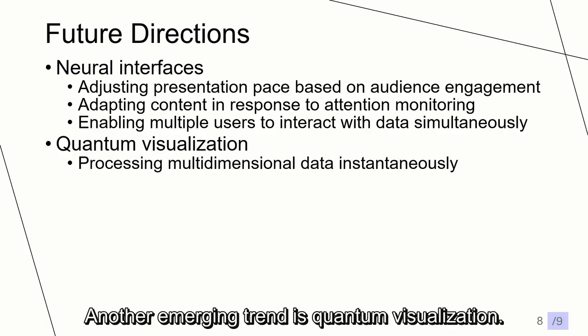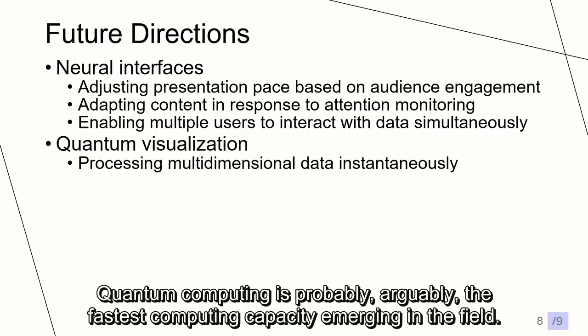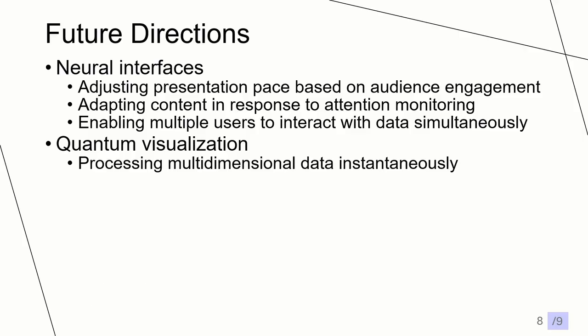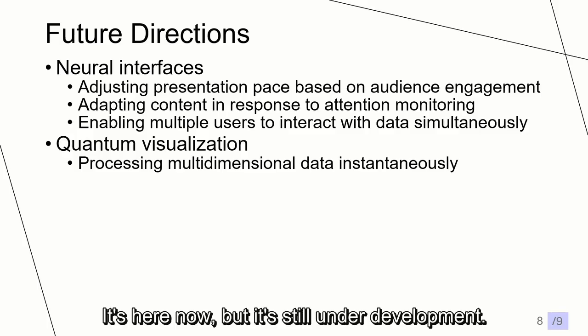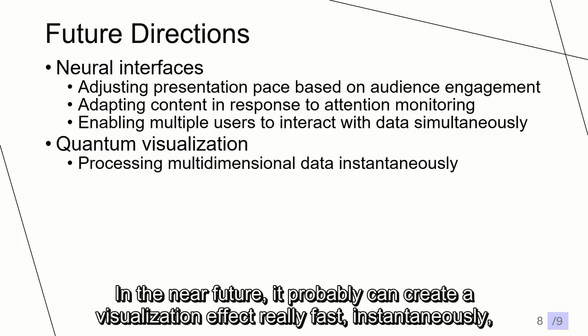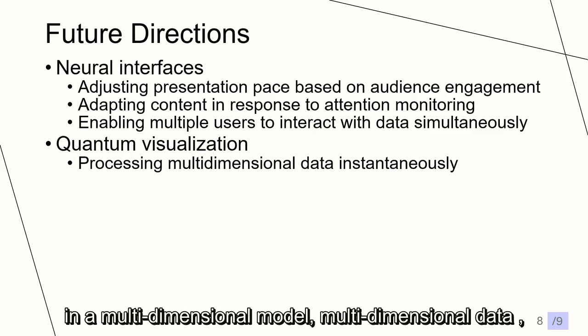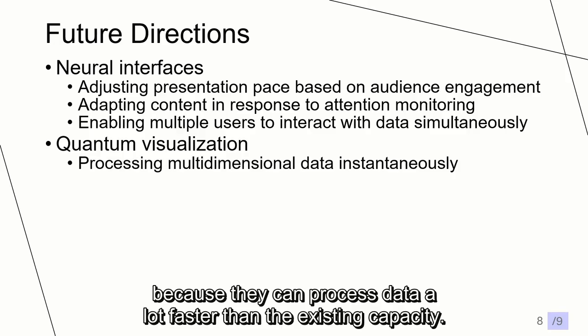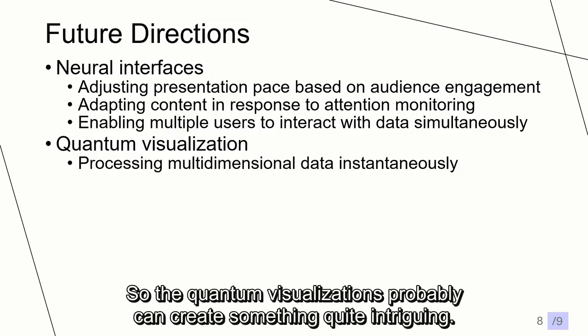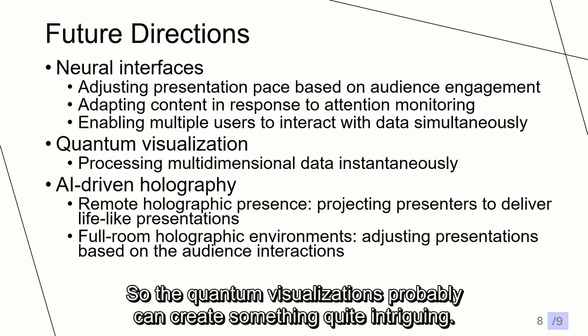Another emergent trend is quantum visualization. Quantum computing is arguably the fastest computing capacity emergent in the field. It's here now, but it's still under development. In the near future, it probably can create visualization effects really fast, instantaneously, in a multi-dimensional model with multi-dimensional data, because it can process data a lot faster than the existing capacity. So quantum visualizations probably can create something quite intriguing.